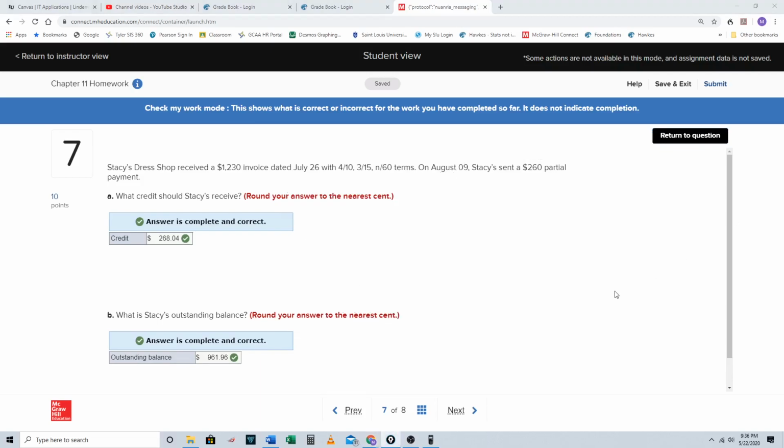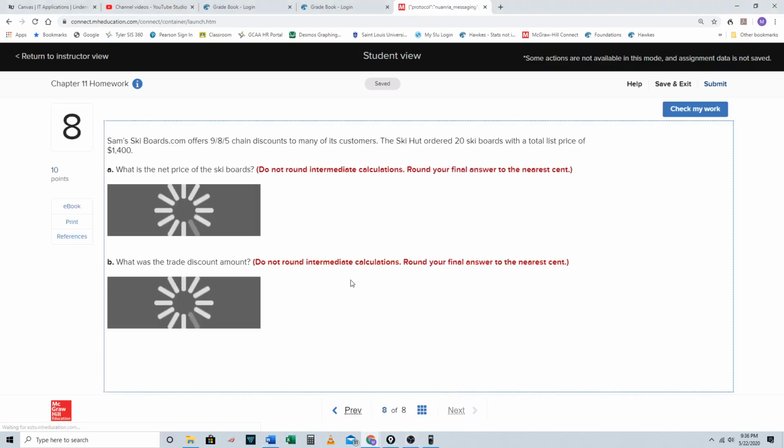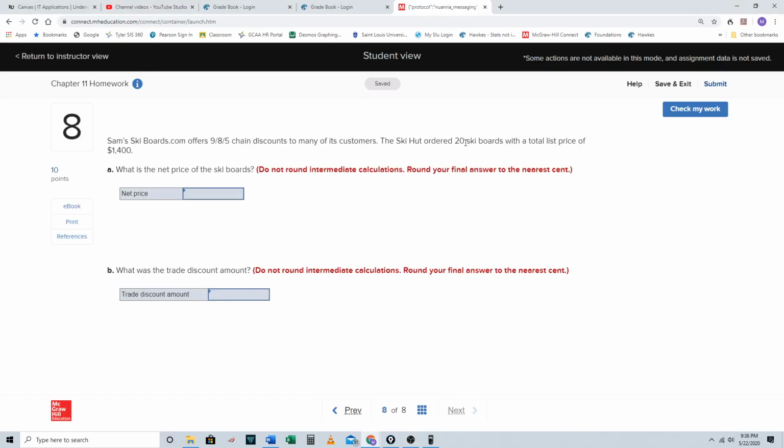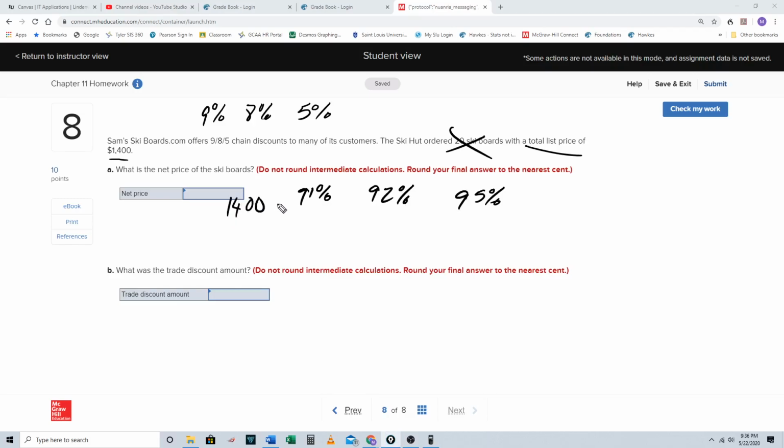All right, last one. Chain discounts. 60 ski boards. Honestly, 20 ski boards, it doesn't matter, because it says the total list price is this, so that number doesn't matter. That's the total list price. What's the net price of the ski boards? What's the trade discount amount? We're going to find the net price first using the complement rule. So this is 9%, 8%, and 5%. The complements would be 91%, 92%, and 95%. So we're going to multiply the 1,400 by each of these complements.